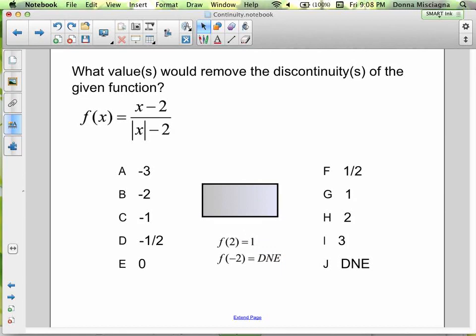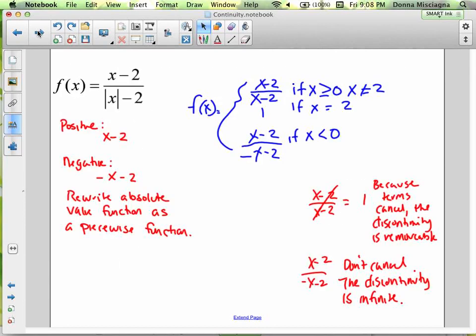Let's take a look at figuring this one out. And I have it basically done on the next page. This is another rewriting the absolute value function as a piecewise function. So where we have our issue is in the denominator, the absolute value of x minus 2. Of course, our positive is just x and our negative is negative x. The negative 2 is not under the absolute value bars. So our positive piece is x minus 2. The negative piece is negative x minus 2.